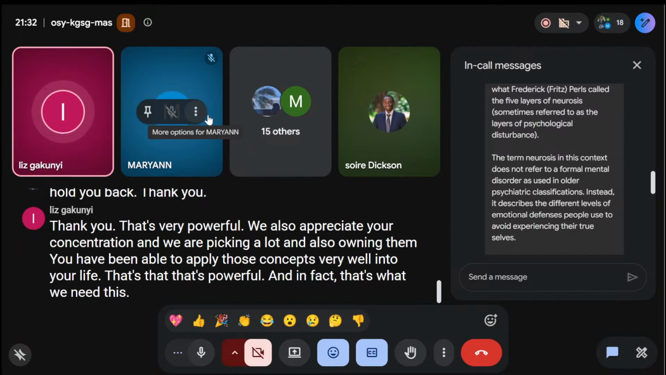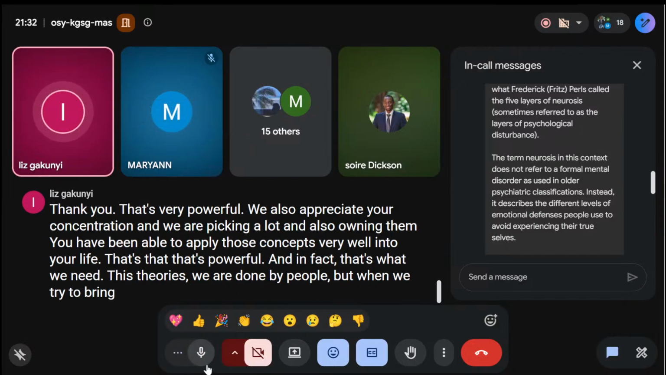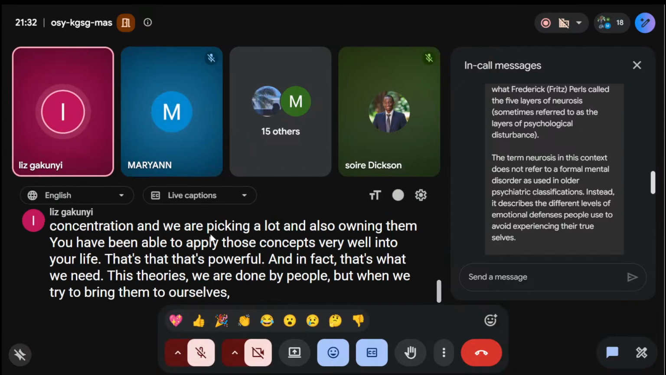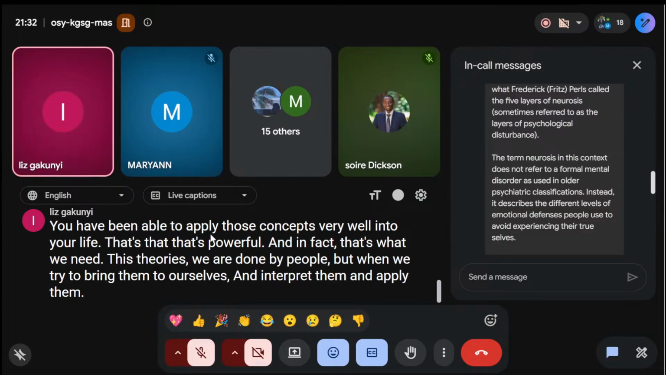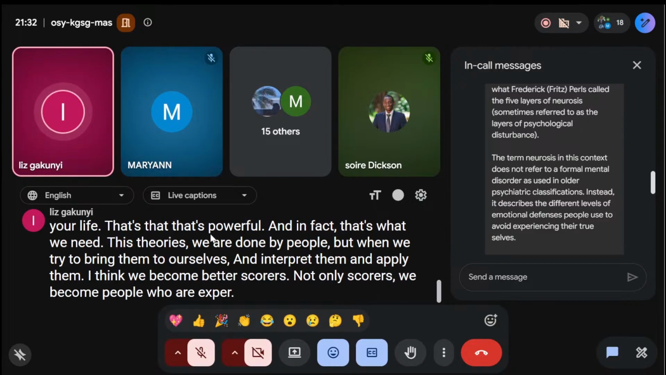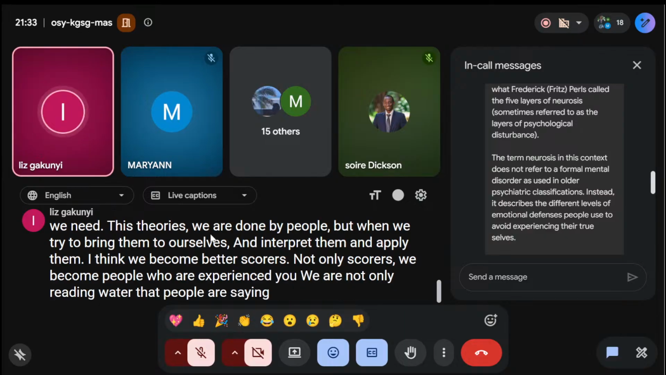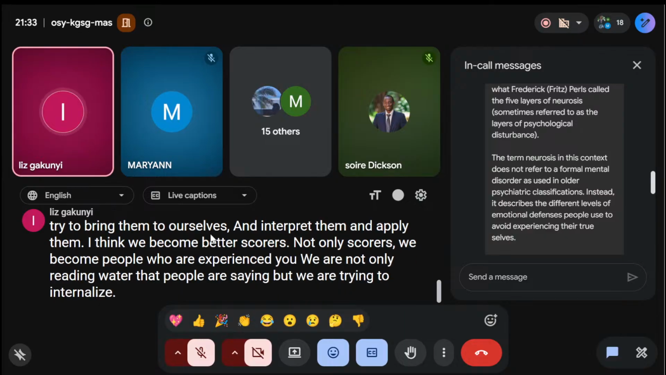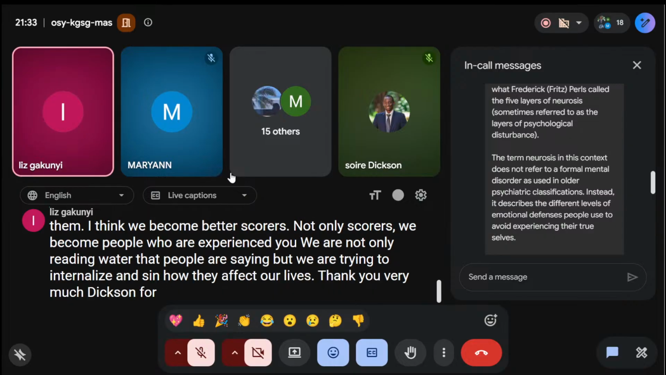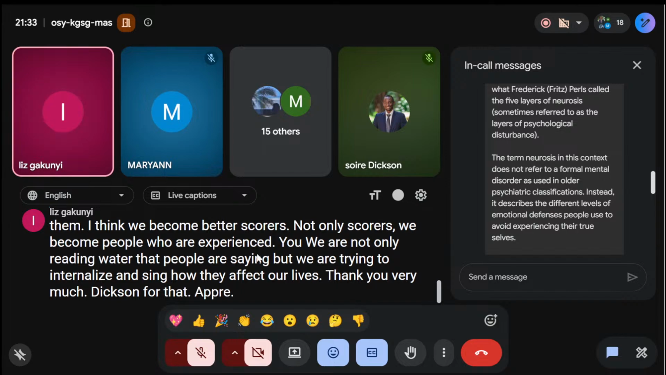These theories were done by people, but when we try to bring them to ourselves and interpret them and apply them, I think we become better scorers, not only scorers, we become people who are experiential. We are not only reading what other people are saying, but we are trying to internalize and see how they affect our lives. Thank you very much, Dixon, for that. Appreciate.